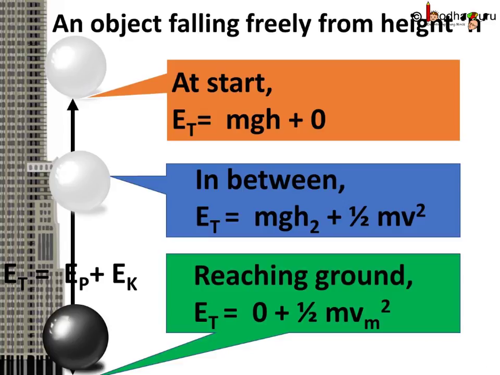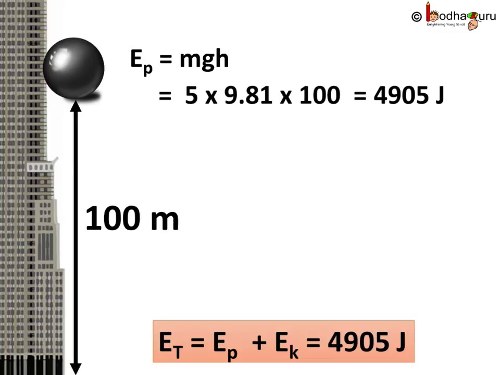Now, let's try to verify this numerically. Say, we raise a 5 kg object. Now, the potential energy it gains because of that becomes equal to 4905 joules. Here, the kinetic energy is 0 as the object is not moving, and at the start, the potential energy is mgh and kinetic energy is 0.